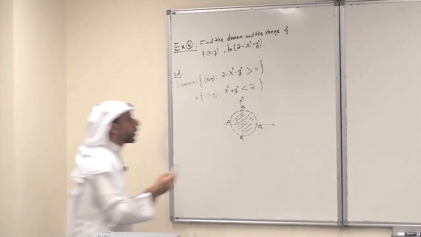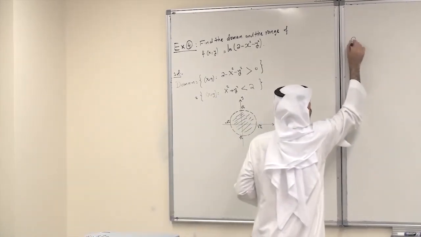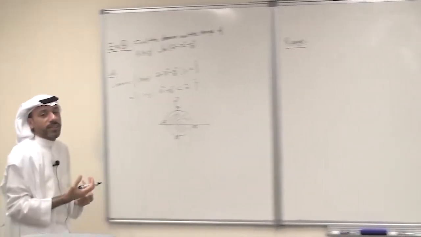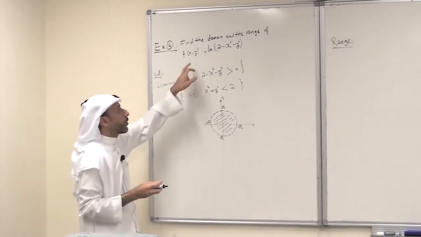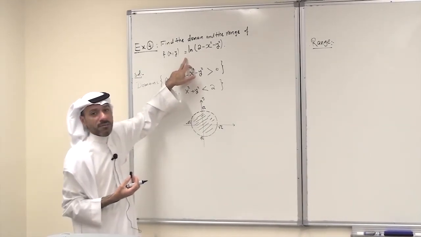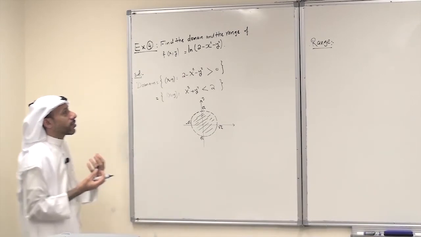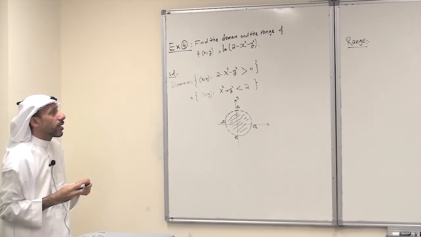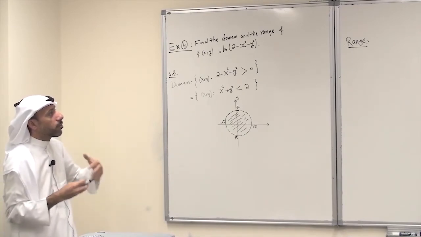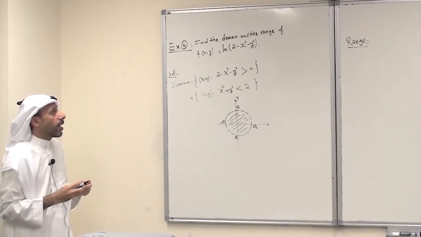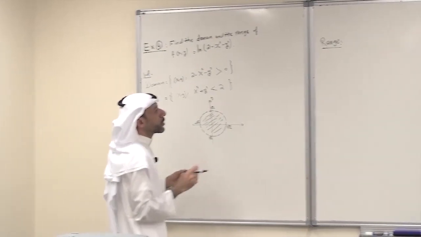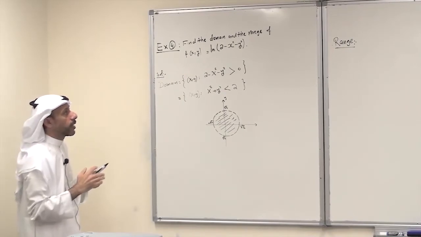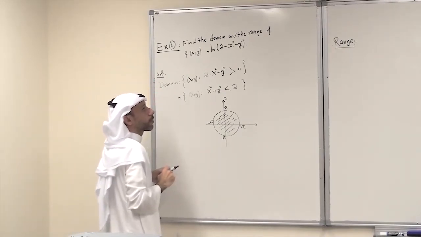For the range, we cannot find the range from the graph because the graph of this function is not an easy graph. We cannot really graph it by hand. To graph it, we have to use computers. So let's find the range without really knowing the graph. Here we just make some observations about the values that we can substitute in the function.